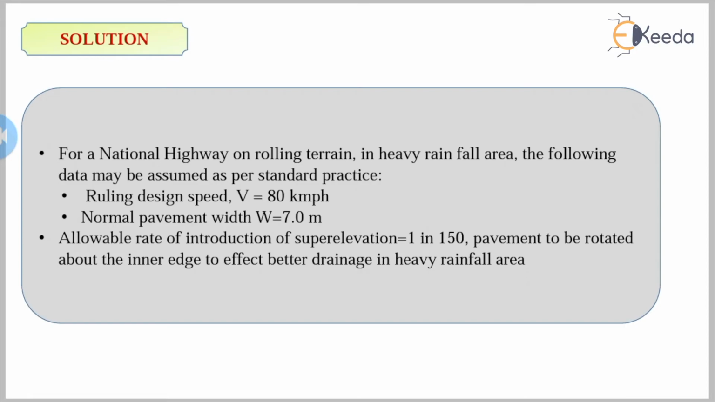Normal pavement width of 7 meters has been adopted, and allowable rate of introduction of super elevation is 1 in 150. If it is hilly area, then it should be 1 in 60. But since it is plain and rolling terrain, we have adopted 1 in 150. Pavement to be rotated about the inner edge to effect better drainage in heavy rainfall area.